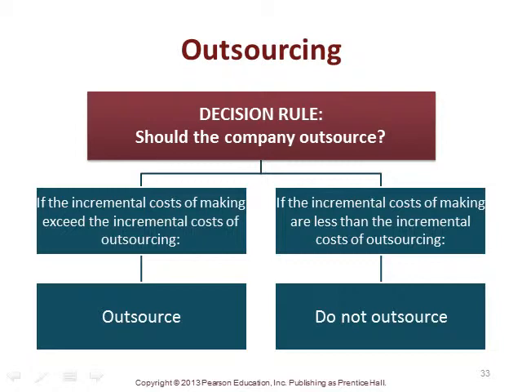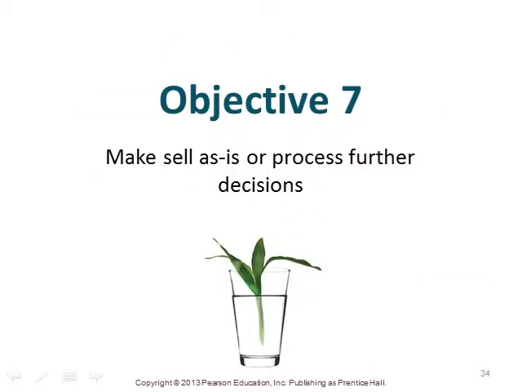So the decision rule is, should the company outsource, right? The criteria are that if the incremental cost of making exceeds the incremental cost of outsourcing, then we want to outsource, right? Because we can buy it cheaper. If the incremental cost of making is less than the incremental cost of outsourcing, then we do not want to outsource, right? But we focus on relevant data again, and we use the contribution margin approach in getting to these solutions.